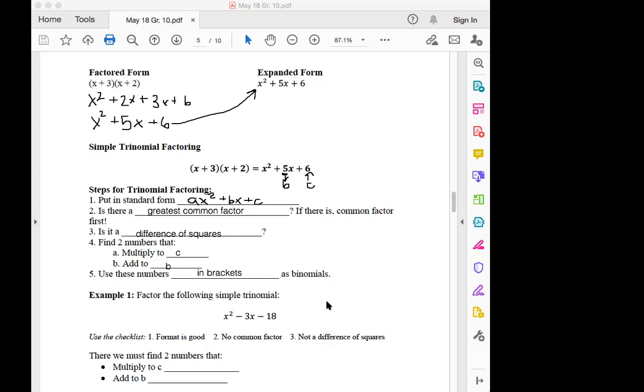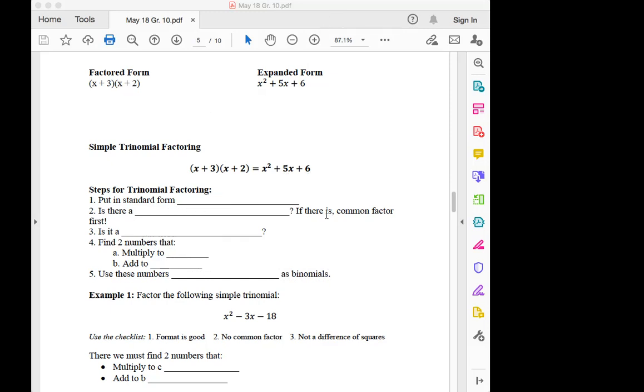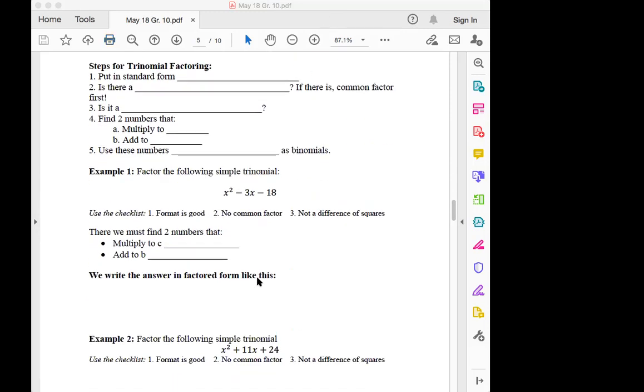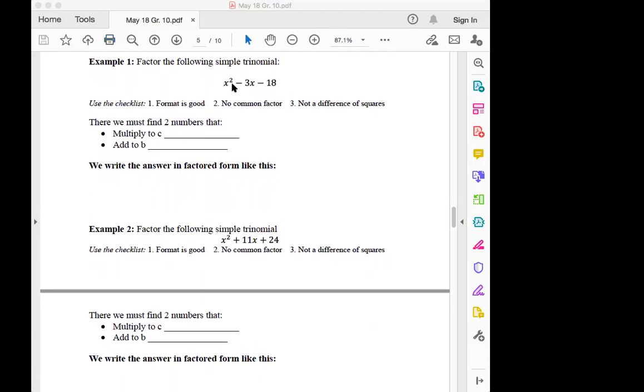And then from there, you use these 2 numbers in the brackets as binomials. Okay, so I'm going to erase this and we're going to do a few examples. Okay, so example number 1, factor the following simple trinomial. So x squared minus 3x minus 18. So we look at the format. The format is exactly how we want it to be. There's no common factors, and it's not a difference of squares because there's this minus 3x that's in the middle. So we need to find 2 numbers that are going to multiply to c. So c in this case is negative 18. So keep in mind that your sign stays with your number. And then that add to b, so negative 3.